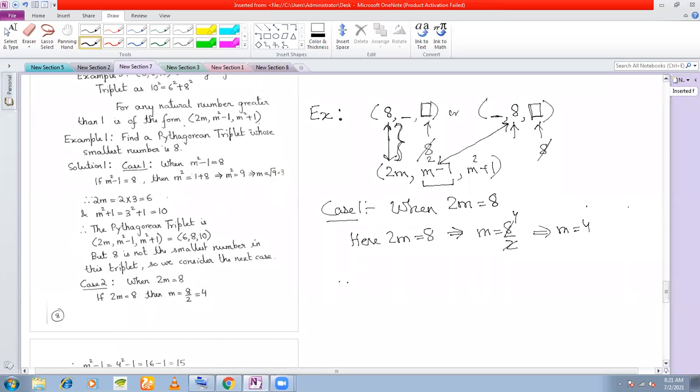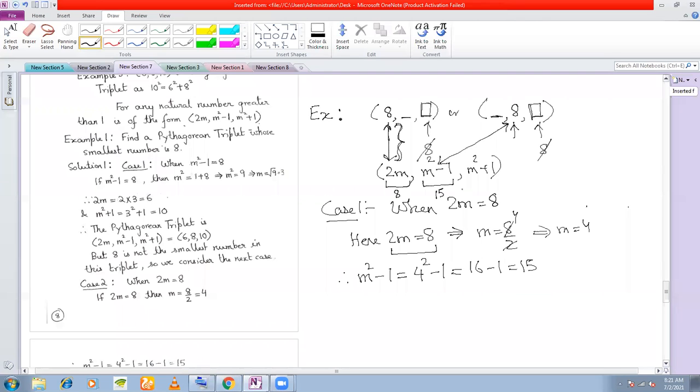What is m square minus 1? Therefore, m square minus 1, if you put m is equal to 4, because we have already got the value from the first 2m is equal to 8, you put, how much do you get? 4 square minus 1. So you get 16 minus 1. So you get 15.